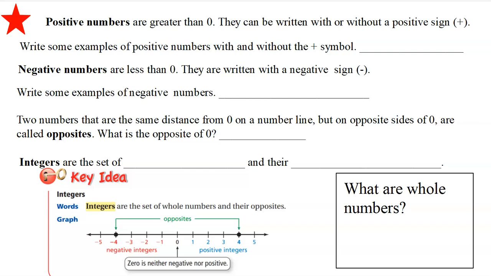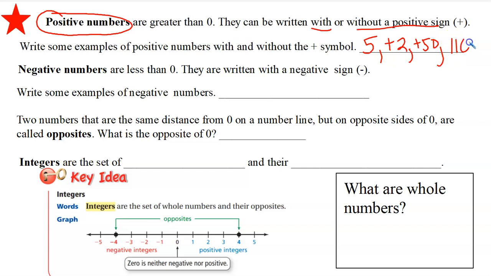And I want you to think about positive numbers, right? So circle: positive numbers are greater than 0. They can be written either with or without a positive sign. And some examples of positive numbers could be 5 or plus 2 or plus 50 or how about 110, right? If you don't see a plus sign and you don't see a minus sign, we know that it's a positive number. Now, negative numbers are less than 0 and they have to be written with a negative sign.